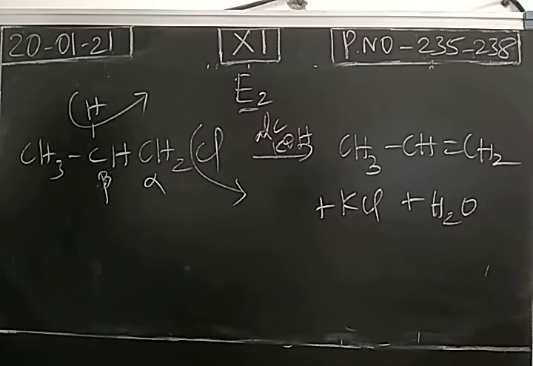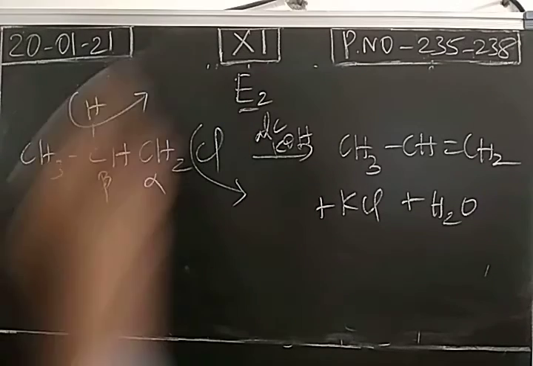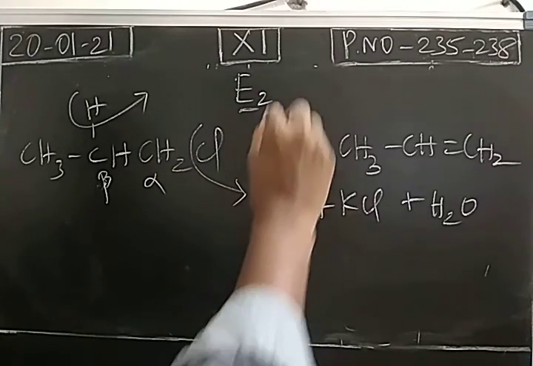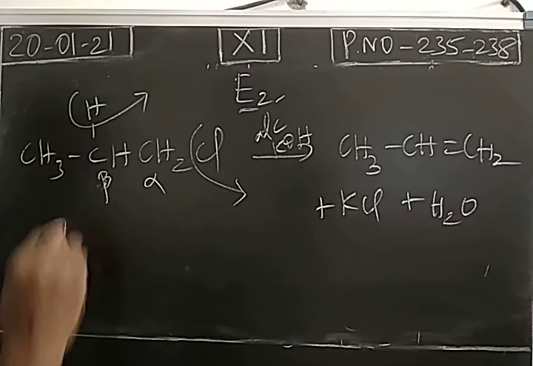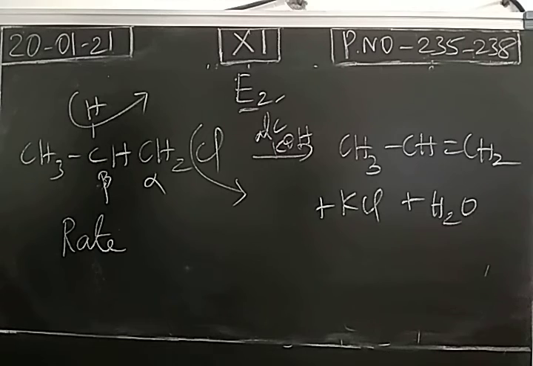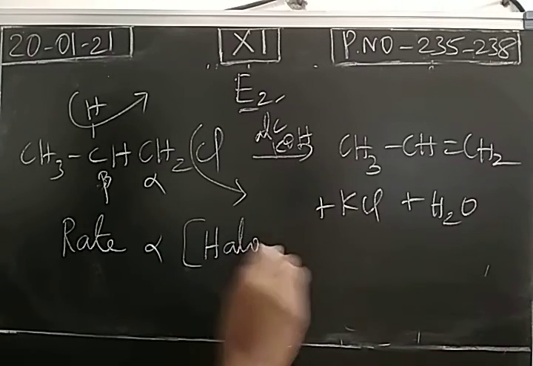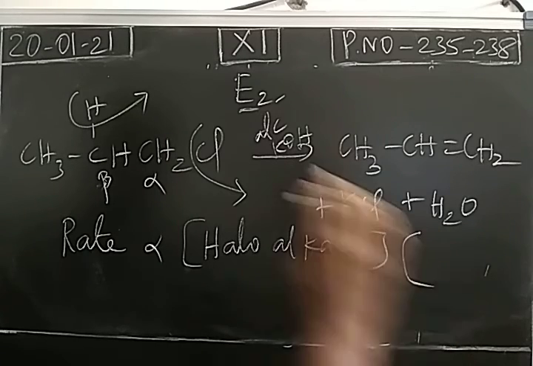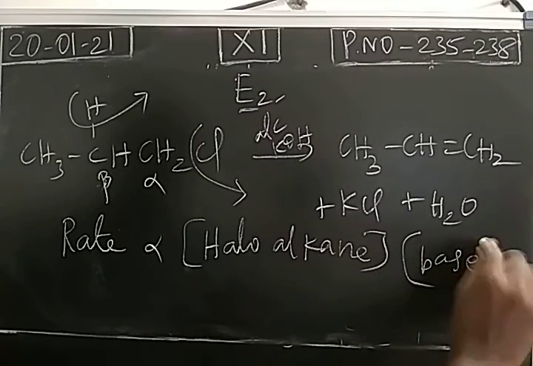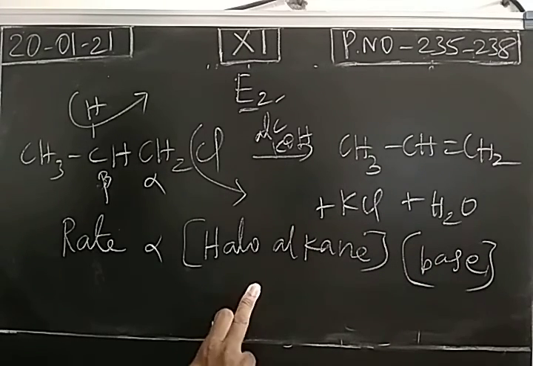This is an elimination reaction. It is following the E2 mechanism, bimolecular elimination reaction. Okay, 2 represents bimolecular. So the rate depends on the concentration of the reactant, haloalkane, and the concentration of base. The rate depends on both the concentration of reactant as well as base.